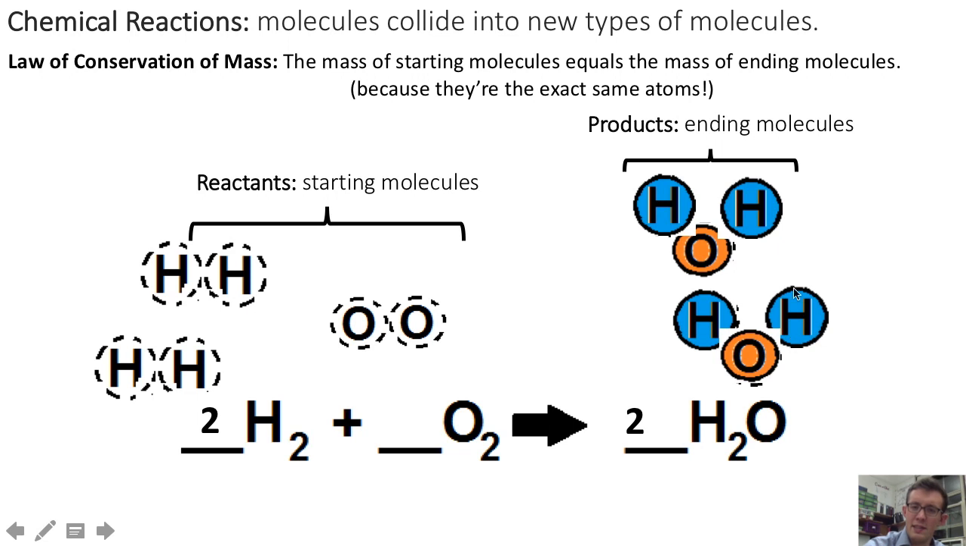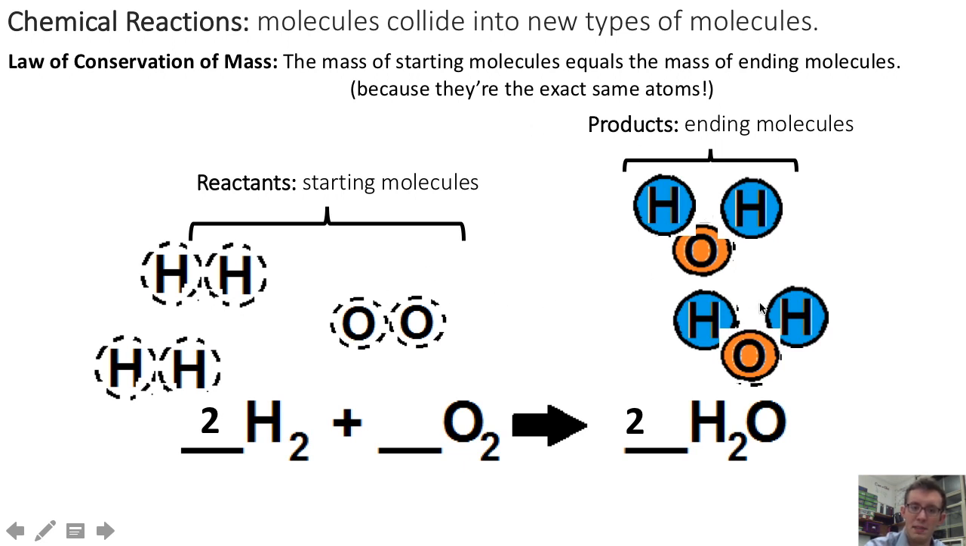Now what you'll notice is that the ending molecules are made up of the exact same atoms as our starting molecules. They were just rearranged. And we call this the law of conservation of mass, the idea that our ending molecules will have the exact same mass as our starting molecules because they're made of the same atoms.